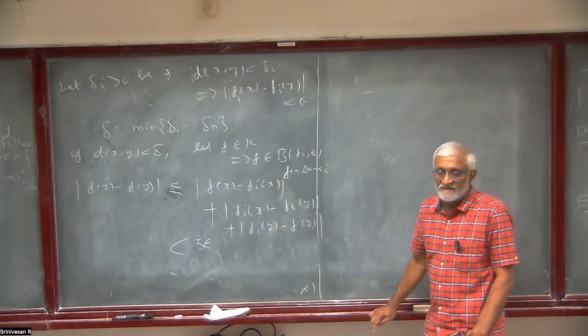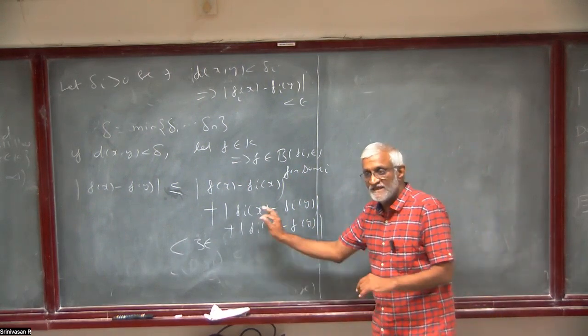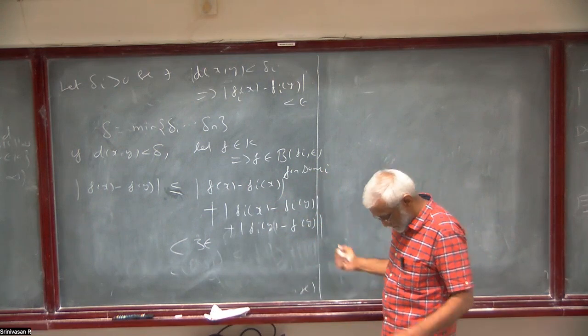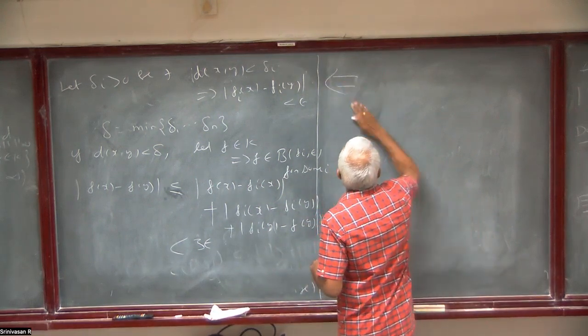And d(x,y) is less than delta. Okay, so it follows. So this is direct. This is the easy part. So compact implies the equicontinuity. So now we prove the converse. Okay.